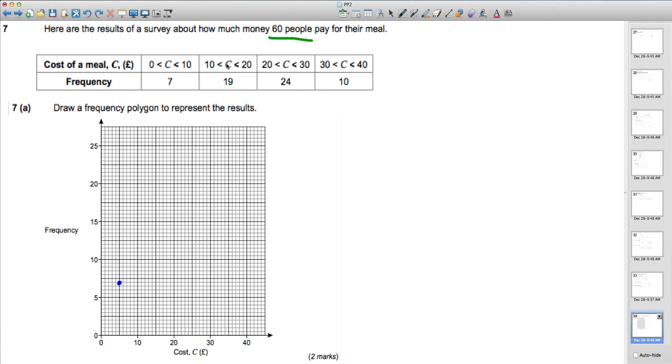Okay, 15 against 19, 25 against 24, and 35 against 10, and then draw a line between each of these. So there's no real need for bars. A frequency polygon is as follows.